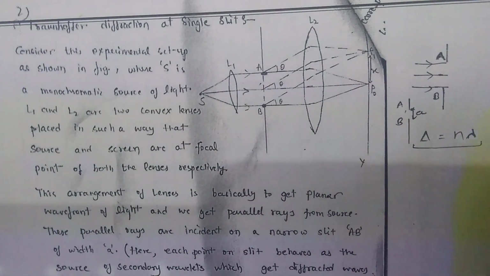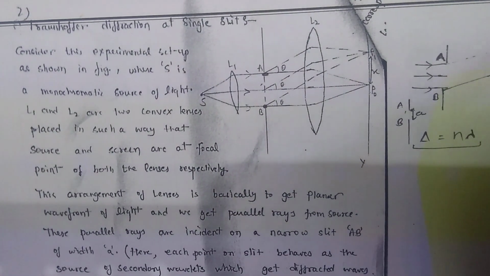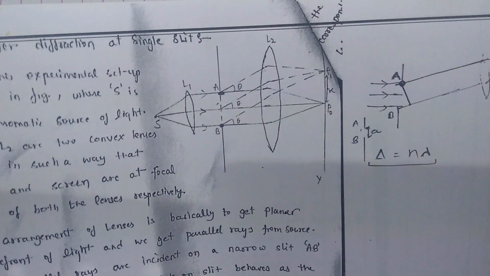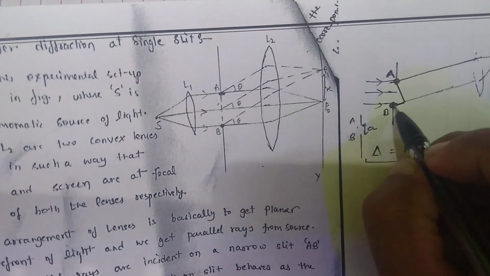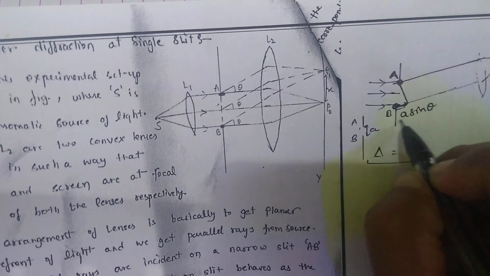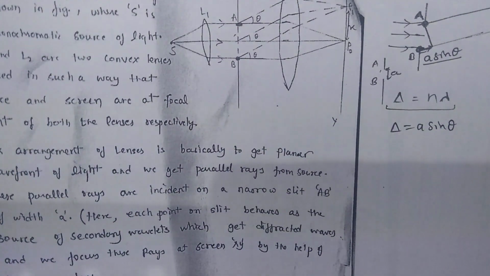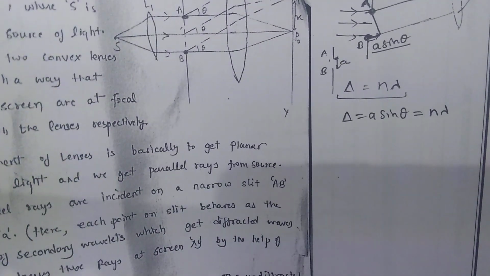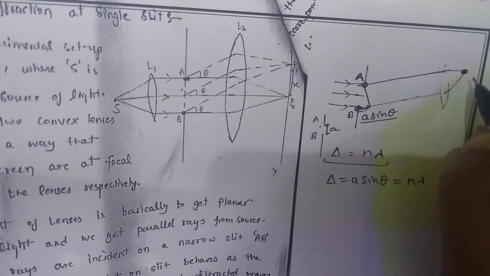So when they travel further and get diffracted and we make them superimpose at a certain point, the path difference between the secondary wavelet source starting from A and the one starting from B is a sin theta. So the path difference delta is a sin theta, right? And whenever this path difference satisfies the condition n lambda, we get a minima over there. Now this point P is a secondary minima.